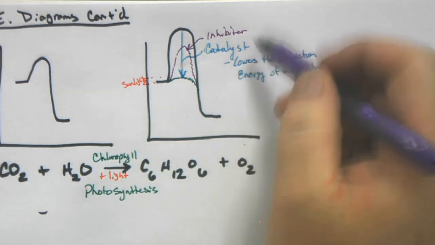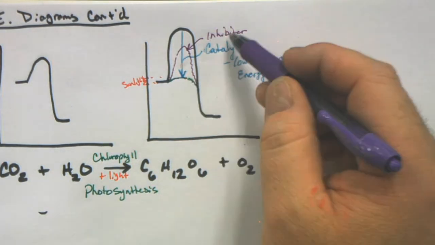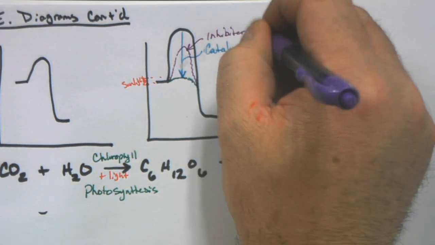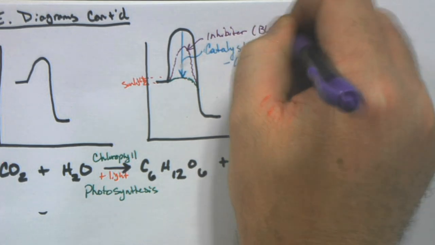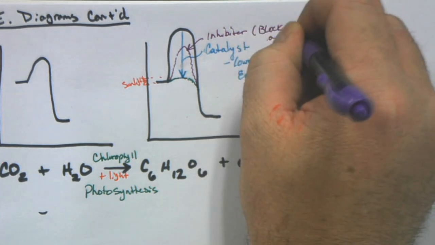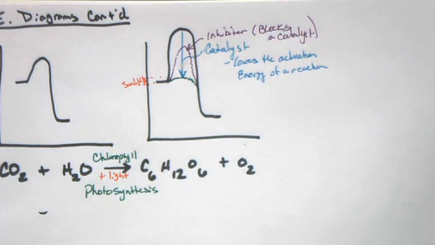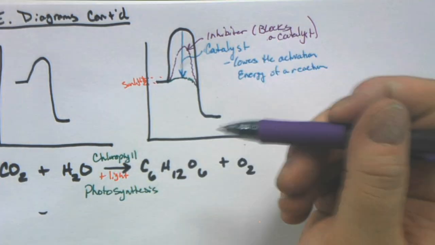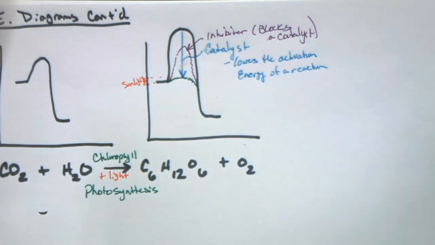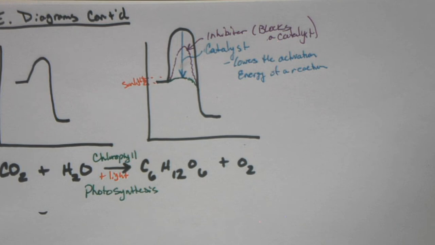All right, so a catalyst will reduce an activation energy. An inhibitor will block it. It will actually block a catalyst from doing its job, and will raise the activation energy, making it harder for the reaction to go, and slow it way down so it doesn't run away. And a lot of times we don't want to have runaway chemical reactions in our body.